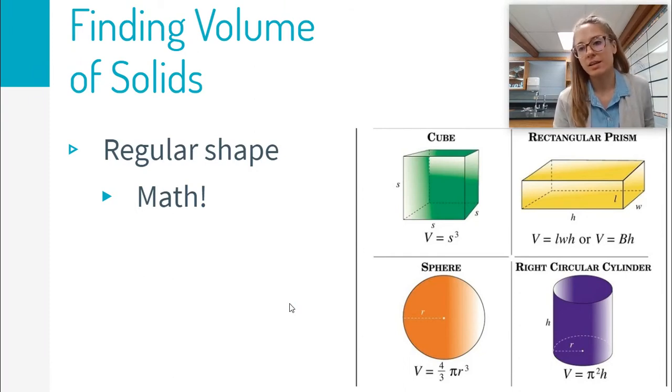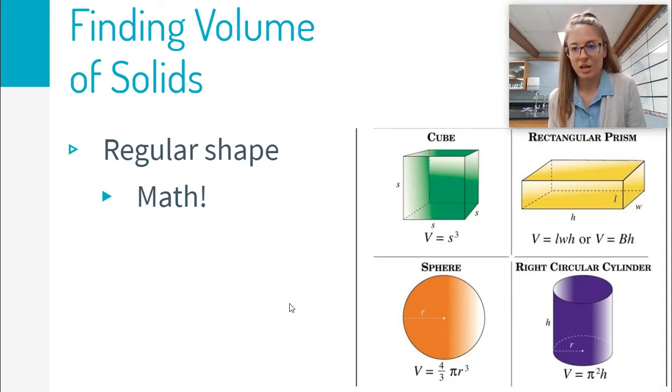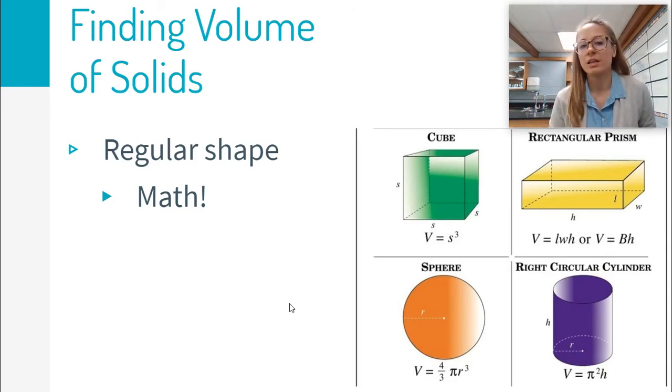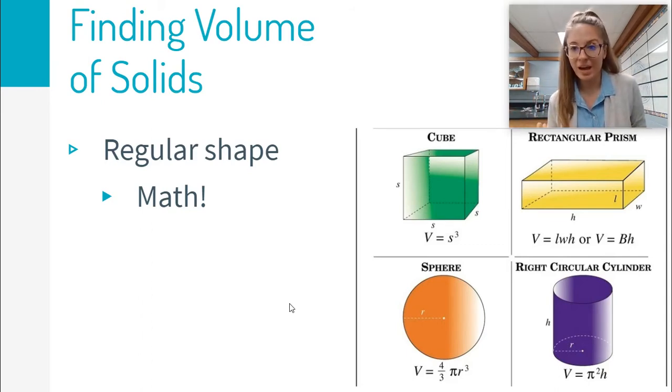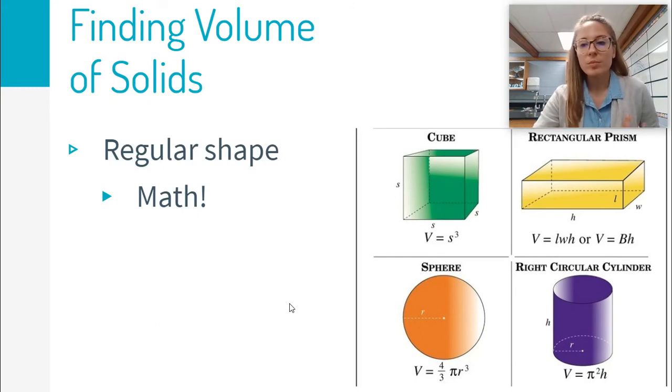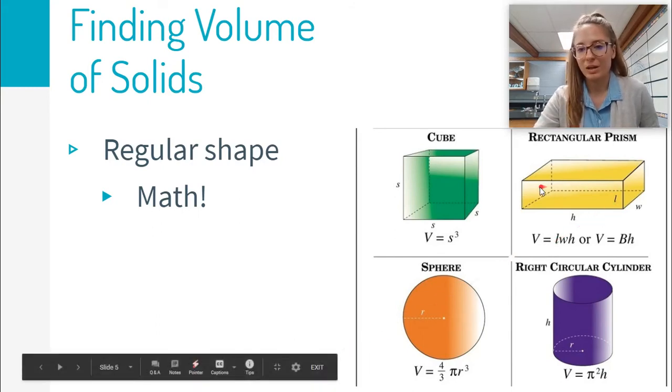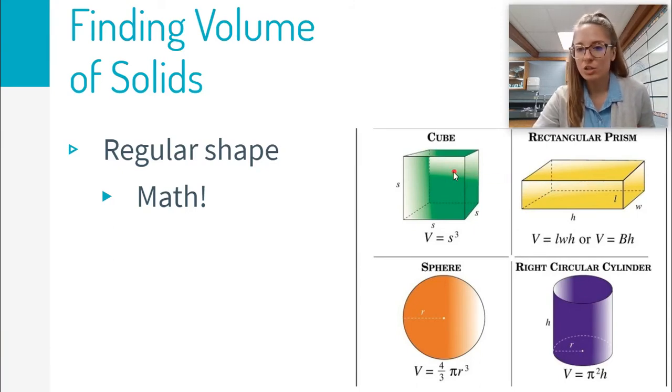Okay, now if we were given a solid, the way to find the volume depends on whether the solid is a regular shape, like a cube or a sphere or a cylinder, or if it's an irregular shape, like just a blob of something. If the solid is a regular shape, we use math, right? You have all these equations that we can use to find the volume of that regular solid item.